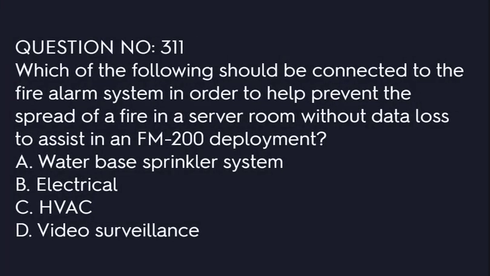Question number 311. Which of the following should be connected to the fire alarm system in order to help prevent the spread of a fire in a server room without data loss, to assist in FM-200 deployment? A. Water-based sprinkler system. B. Electrical. C. HVAC. D. Video surveillance. C.